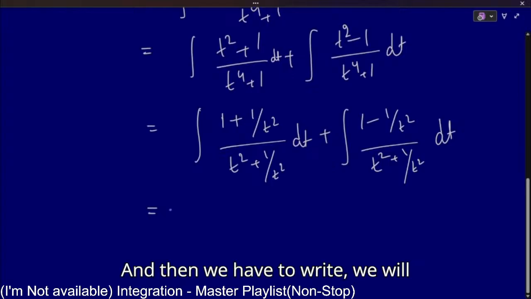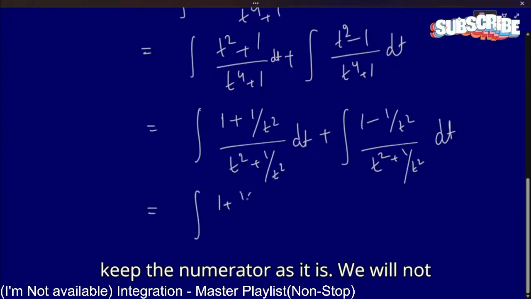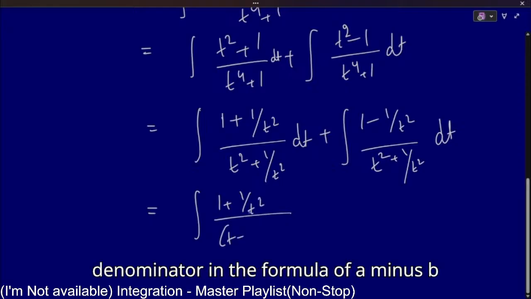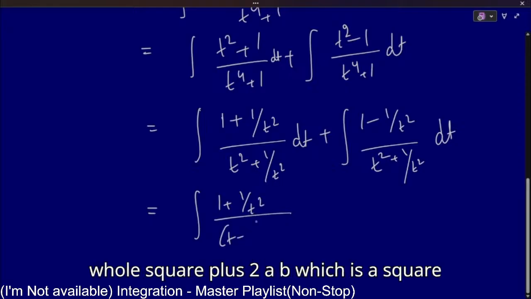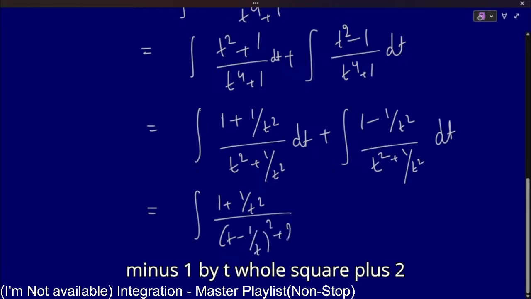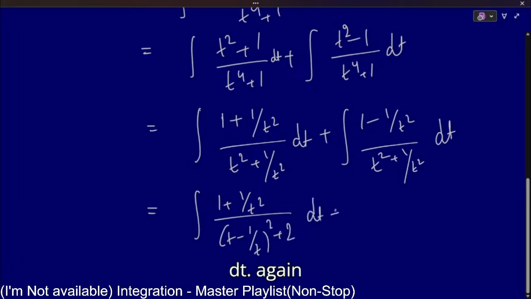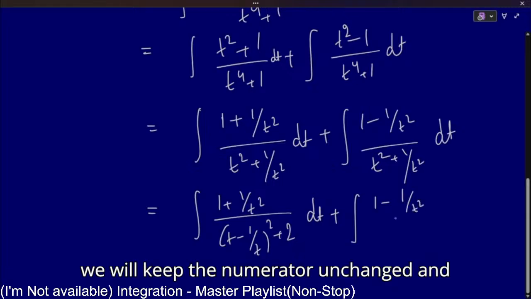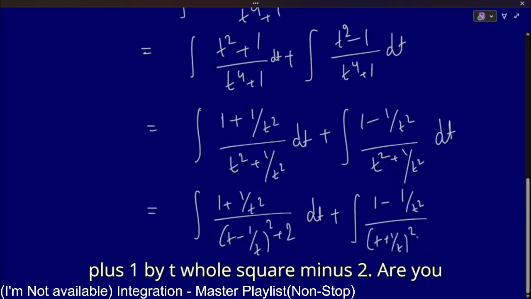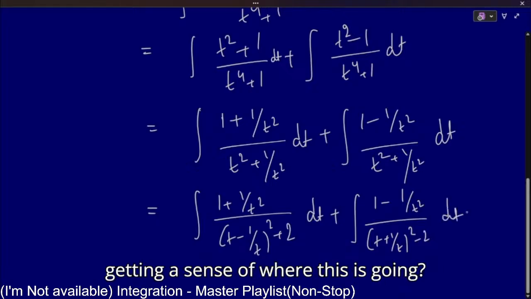And then we will keep the numerator as it is, we will not touch that, but rather we will write the denominator in the formula of a minus b whole squared plus 2ab, which is a squared plus b squared, right? So this should be t minus 1 by t whole squared plus 2 dt. Again, we will keep the numerator unchanged, and the denominator the other way, t plus 1 by t whole squared minus 2. Are you getting a sense of where this is going?